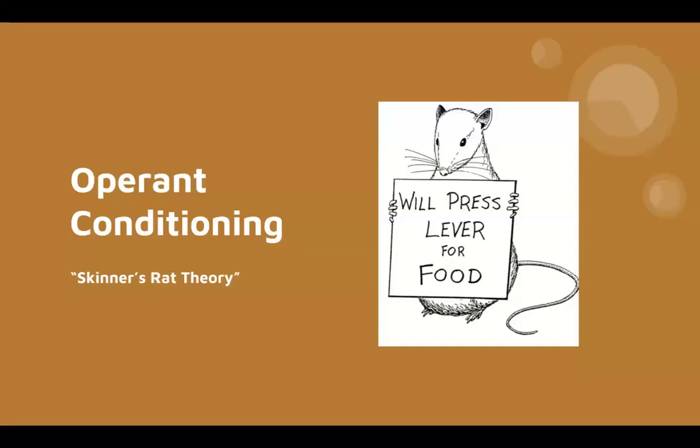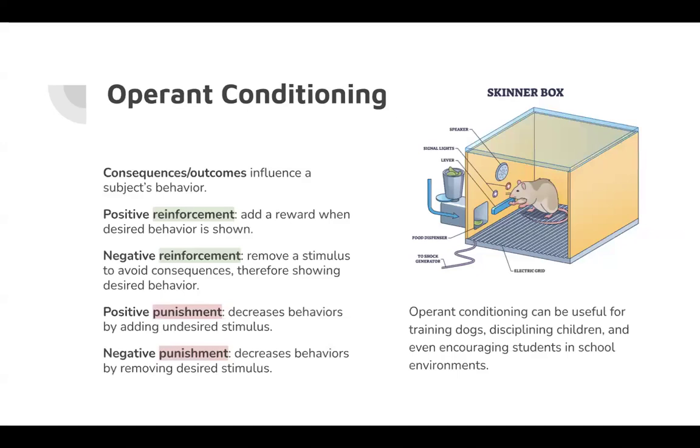So moving on to operant conditioning. This connects closely with Skinner's rat theory. B.F. Skinner was the one to really highlight this phenomenon. There is a little image of a rat holding a sign that says "Will press lever for food," which connects directly with B.F. Skinner's rat experiment.